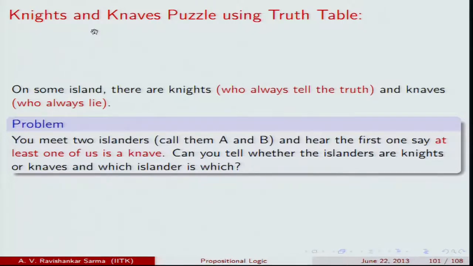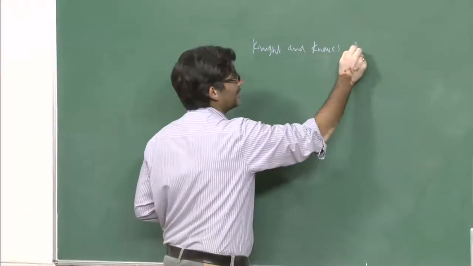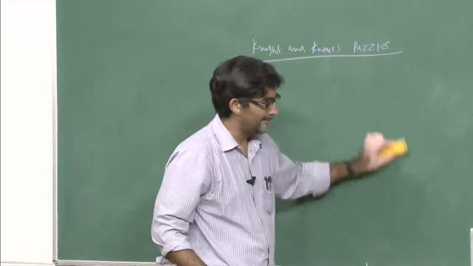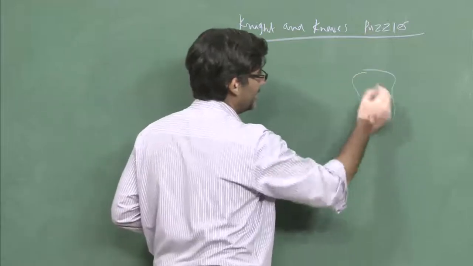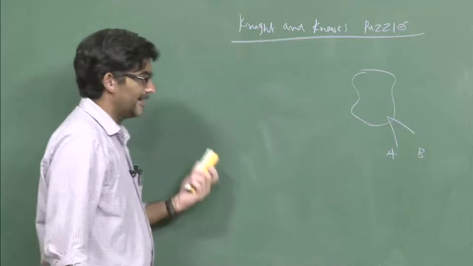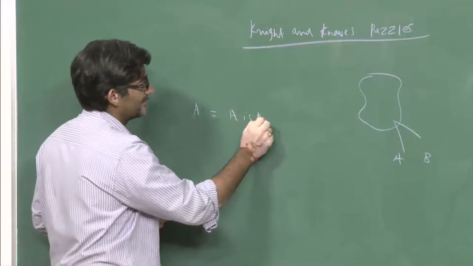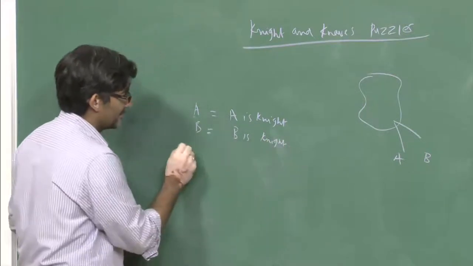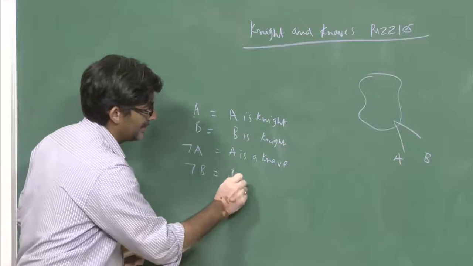For solving this kind of knights and knaves problem, the first thing you need is some notation. What we are discussing is knights and knaves puzzles using either the truth table or the semantic tableaux method. We will consider some simple problems, and then we will move on to more difficult problems. So this is an island with only two inhabitants, A and B. Suppose A is a knight, then you represent it like this: A. In the same way, if I write simply the letter B, that means B is a knight. If you write not A, that means A is a knave, and not B means B is a knave.